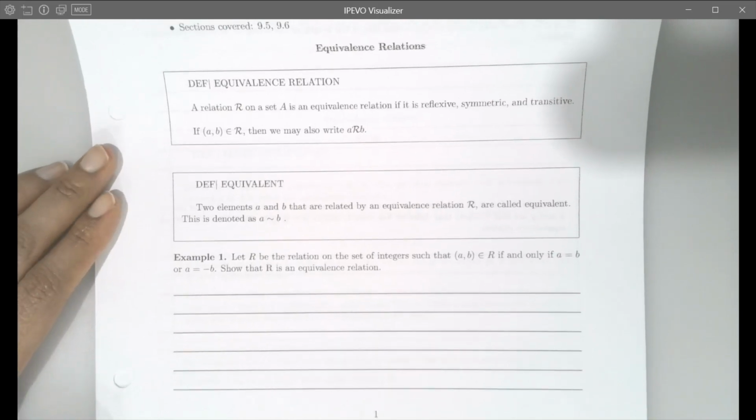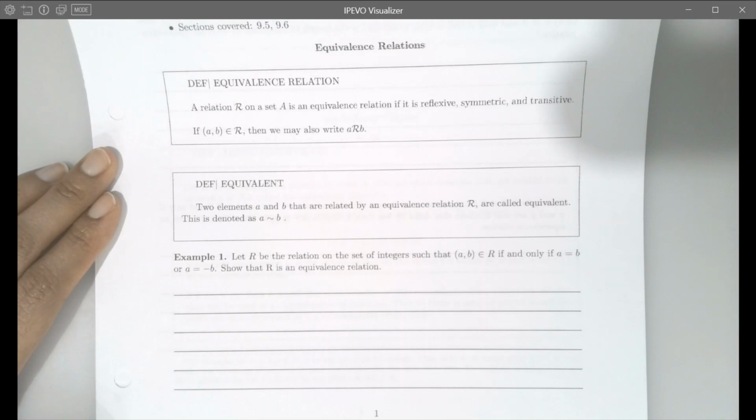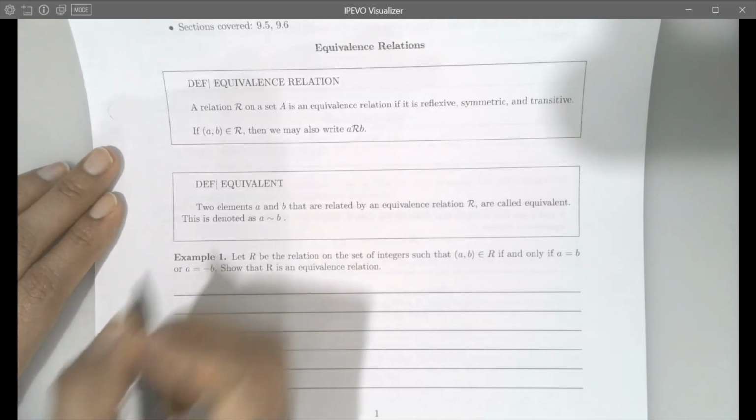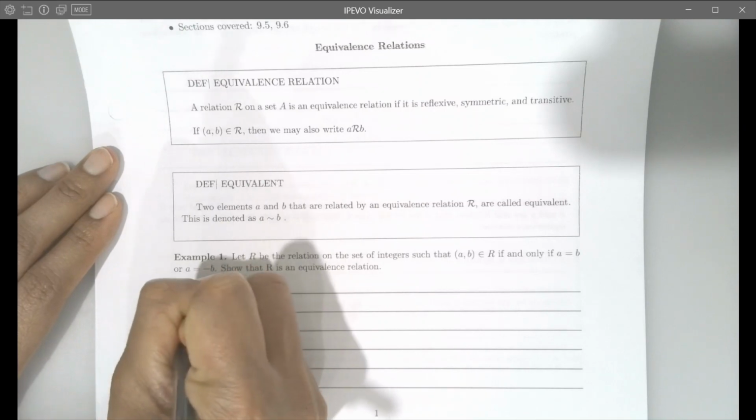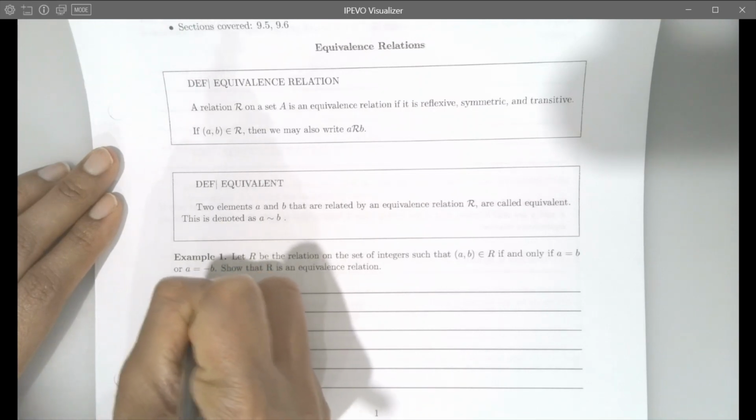So let's take a look at example number 1. Let R be the relation on the set of integers such that (a, b) is in R if and only if a equals b or a is equal to negative b. Show that R is an equivalence relation. So we have to show 3 things. We have to show that it is reflexive.